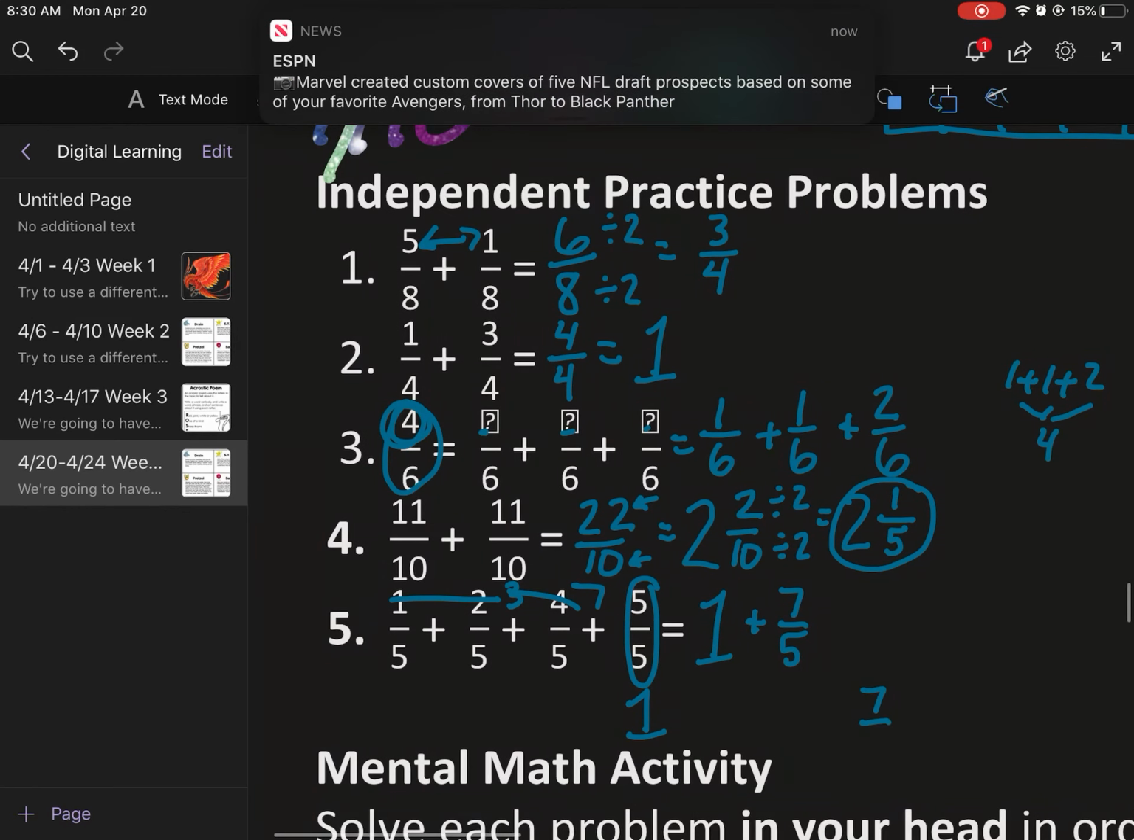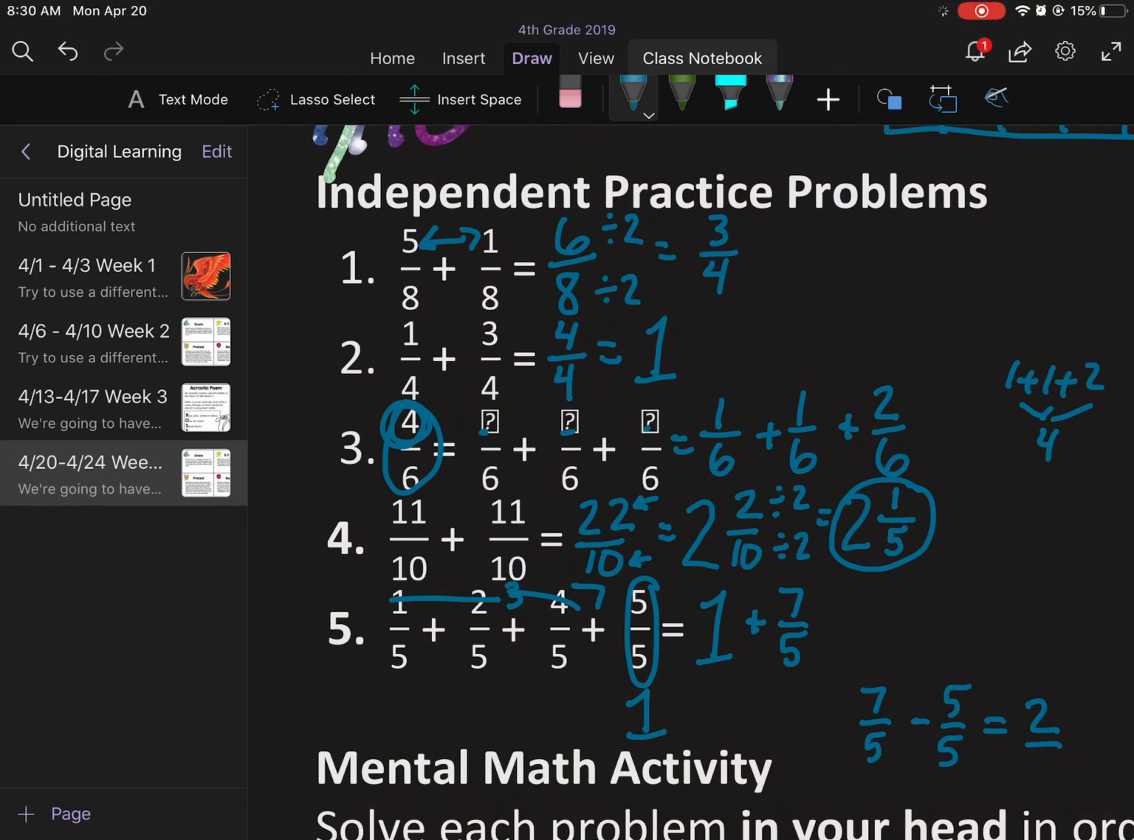Well, I know 7/5 has a whole hidden in it because I can take away 1 whole, and I'm left with 2/5. So I have 2/5 left over. There is 1 whole hidden in here, so that's 1 whole and 2/5. So what is 1 whole plus 1 whole? Well, that's 2 wholes. So my final answer is 2 wholes and 2/5.